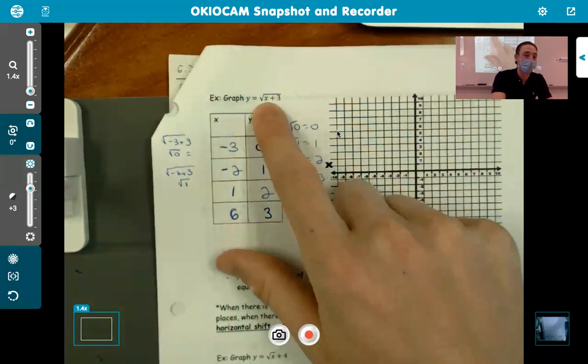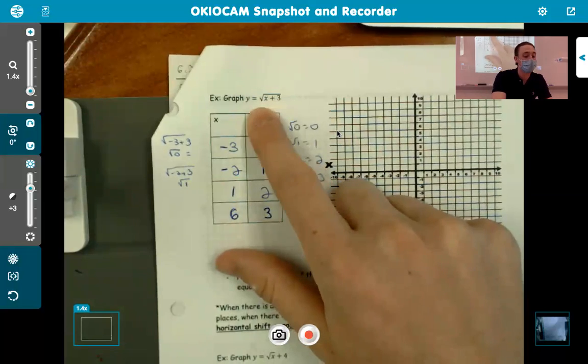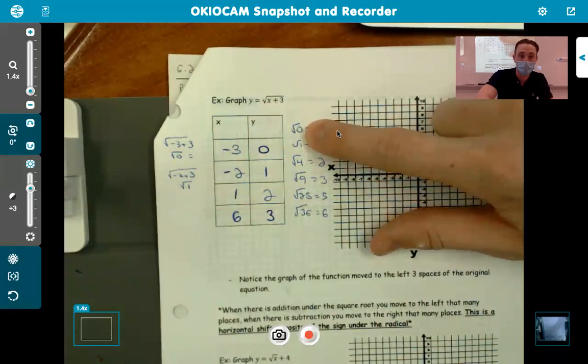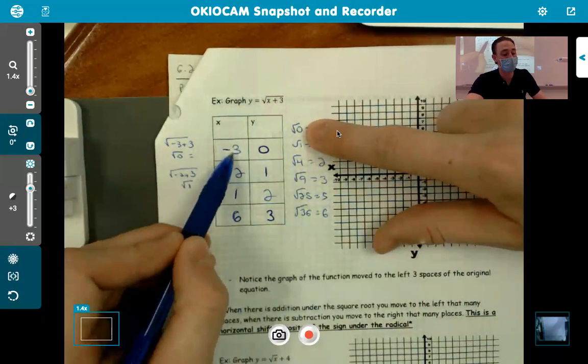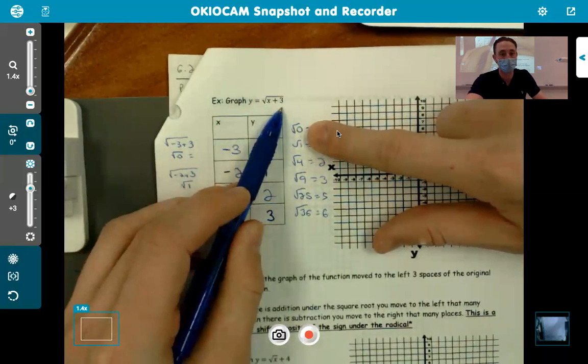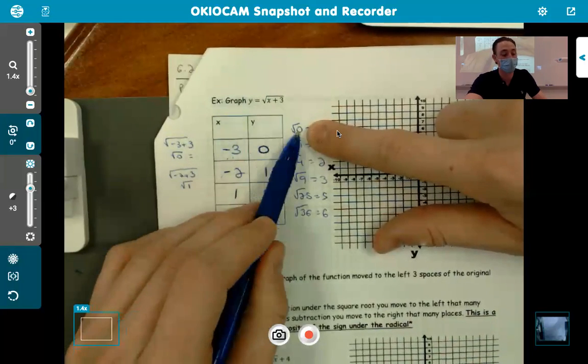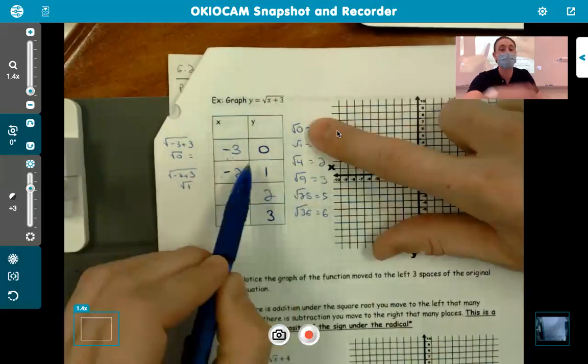So I have x plus 3. I have to choose an x value for my first number that's going to get me to 0 because that's just easier to work with. So I asked myself, well, what number plus 3 is going to get me to 0? That's why I chose -3. -3 plus 3 gives me 0. I know the square root of 0 is 0. That's an easy number to work with.